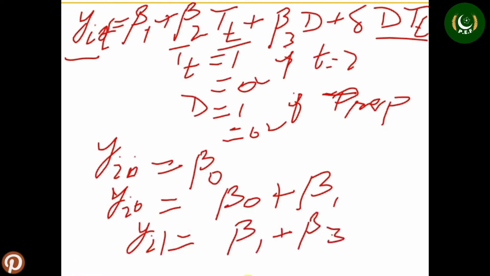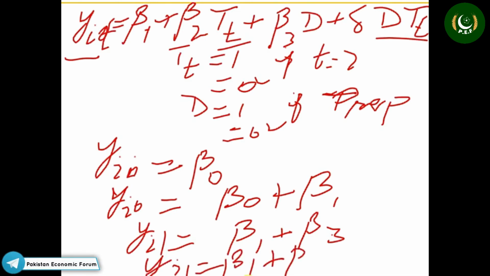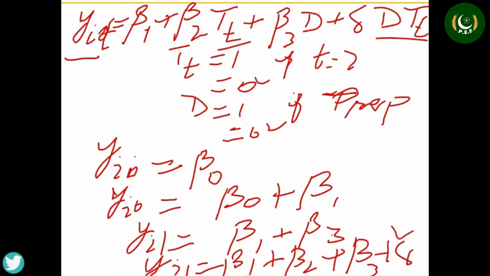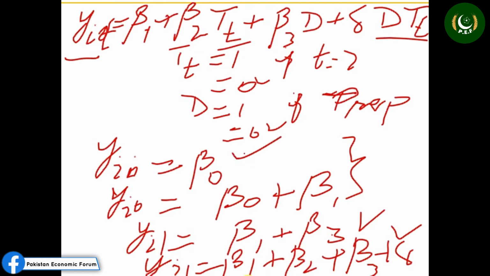And if you are in time period 2 and you have taken the prep course, it will be equal to beta 1 plus beta 2 plus beta 3, and since D and T are both equal to 1, delta. So basically it is the difference between the treated and untreated for those who took the test a second time, and the difference between treated and untreated for those who took the test the first time. So y bar, y bar, y bar, y bar, that is what has been shown in the previous slide.